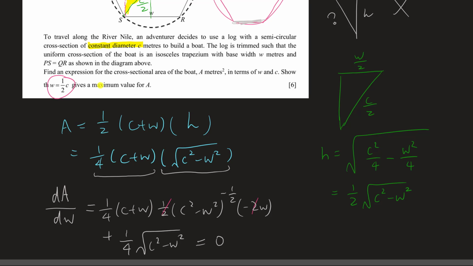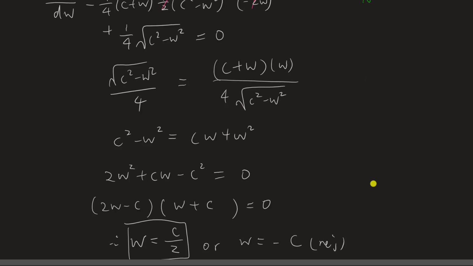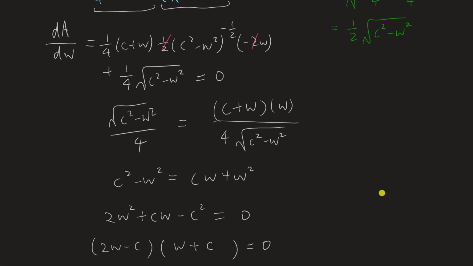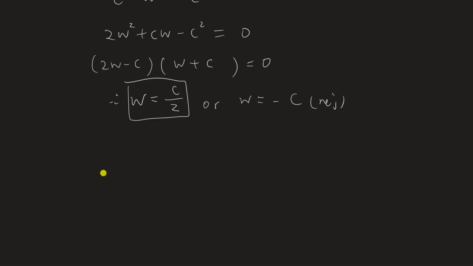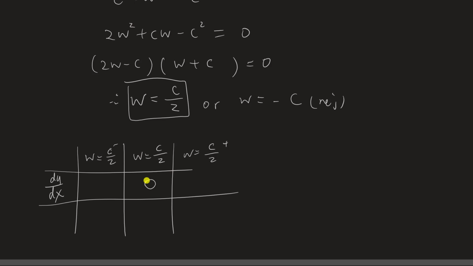But they also want you to show that it gives a maximum, so you have to double confirm that this is indeed a maximum. How do you do that? Go back to your dA/dw. You can either differentiate it one more time or do the first derivative test, which is actually the better one. So to do the first derivative test, we just need to come up with your dy/dx evaluated at w equals c over 2, w equals slightly less than c over 2, and w equals slightly more than c over 2. This clearly gives us 0, because this is how we got the number w equals c over 2 in the first place.